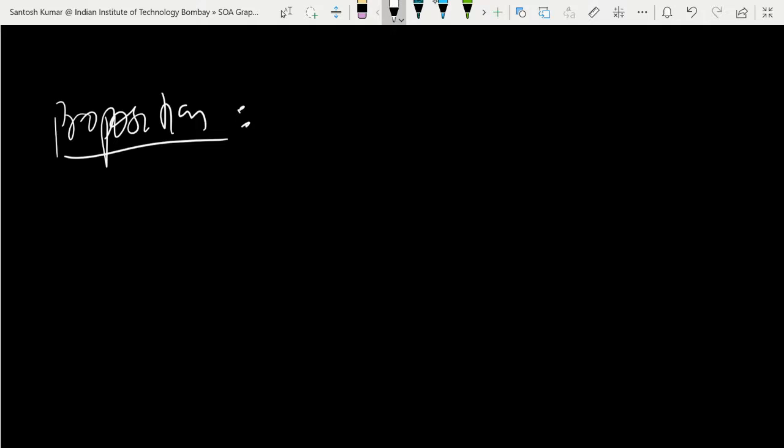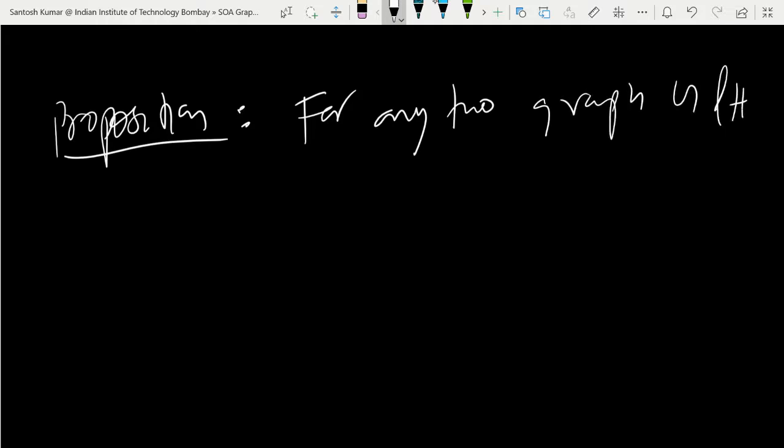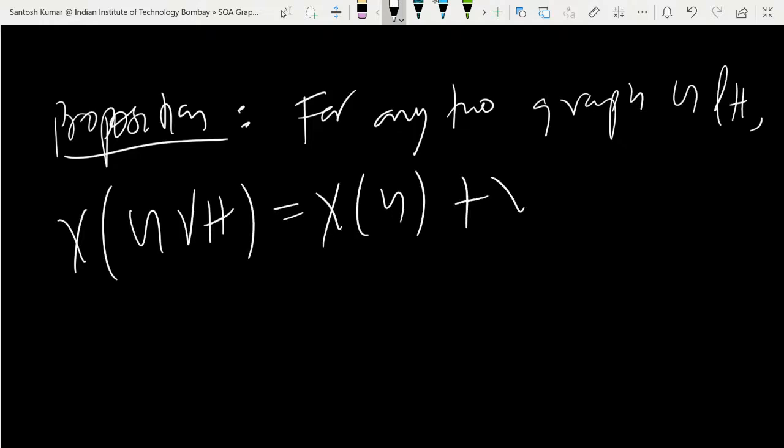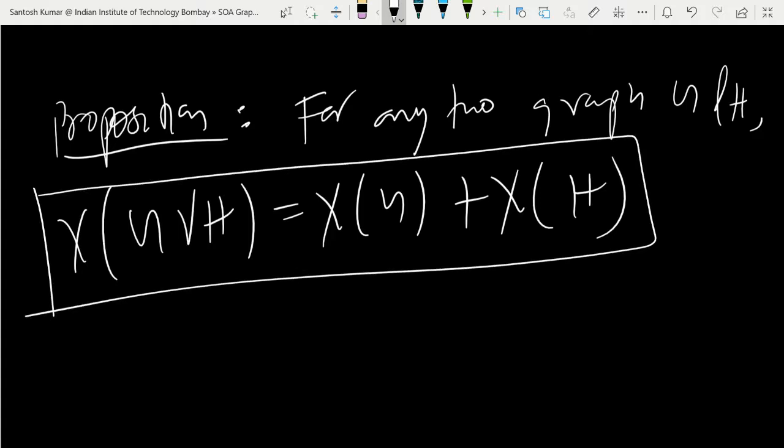So for any two graphs G and H, the chromatic number of the join of G and H will be the chromatic number of G plus the chromatic number of H. Okay, so this is going to be the result. Okay, so this is the join. Okay, the next thing that comes is the Cartesian product.